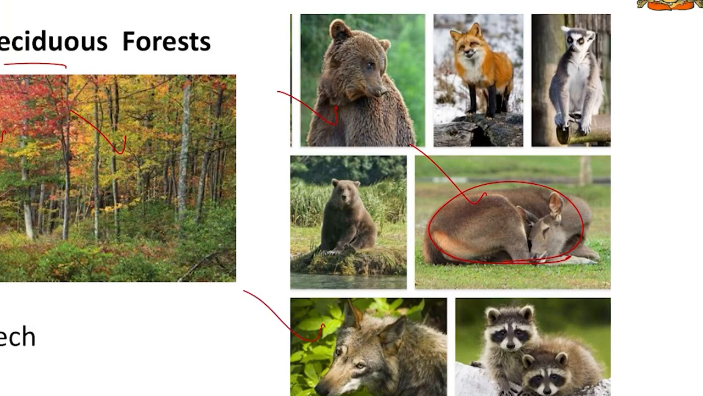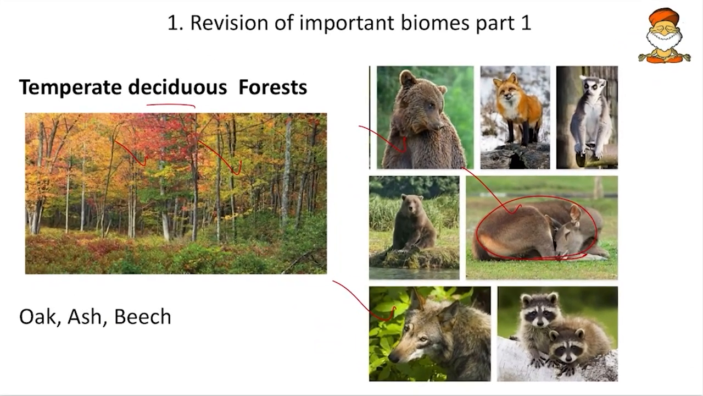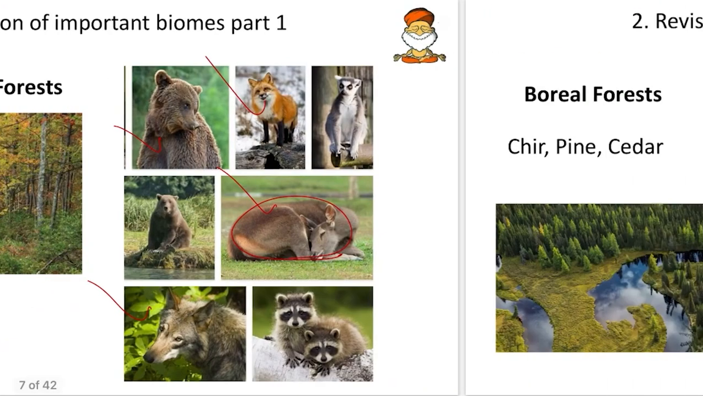The wolf will be the largest predator. For example, in Europe the wolf is the largest predator, and just like how we worship the tigers, wolves are worshipped there, and foxes are also present. Some of the trees are oak, ash and beech. These are the temperate trees, mainly the softwoods, and they are present in these forests.